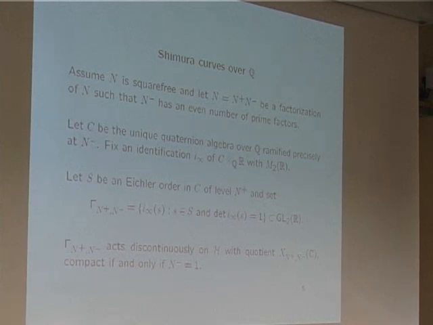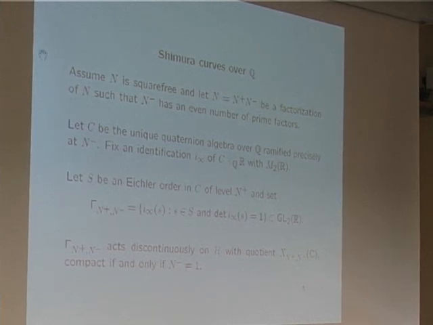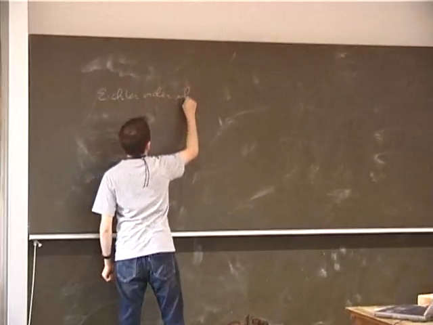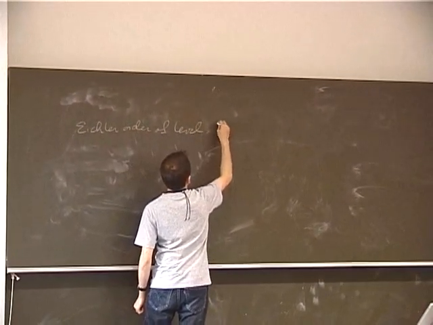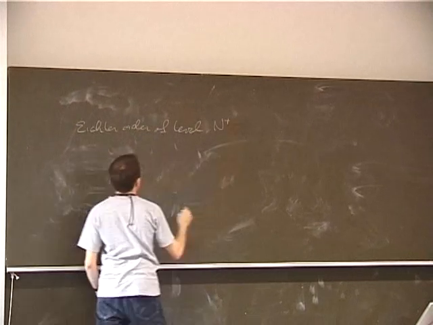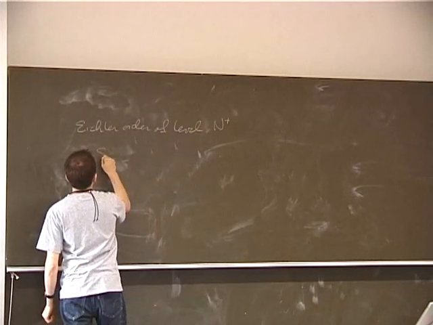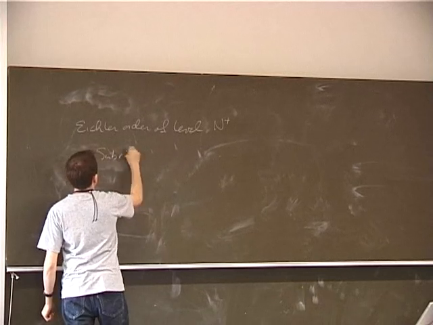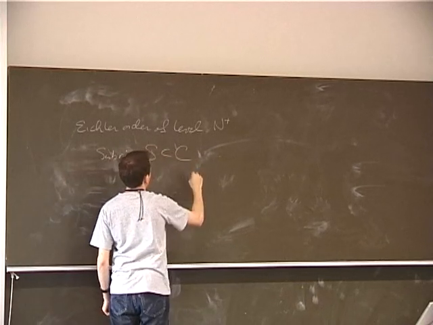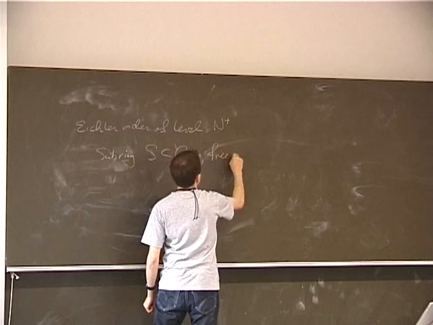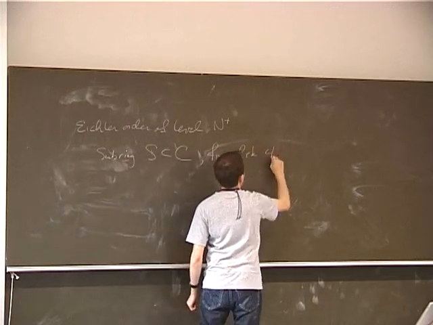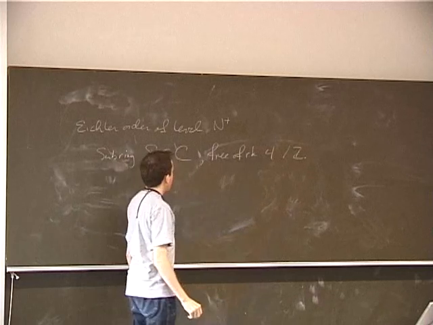Just briefly recall what this creature is. Yesterday, John was working with maximal orders, but I want to add some level structure. So an Eichler order of level n plus is a subring S in the quaternion algebra, which is free of rank 4 over the integers as a Z module.